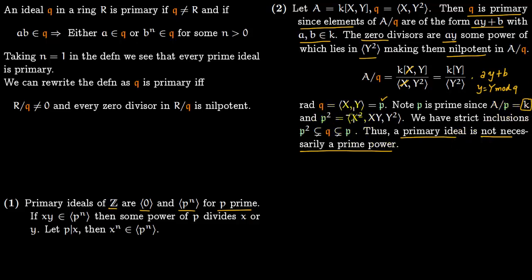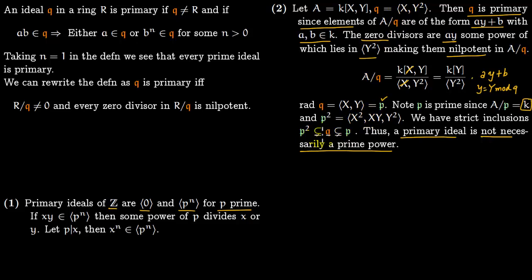Now take P square. So this is X square, XY and Y square. And you can see this clearly lies within this ideal Q, because x square and xy are both generated by x, and y square are the same. So we have strict inclusions. P square strictly lies within Q because you just have x square and xy here, which can both be generated by x, and these two cannot generate x.